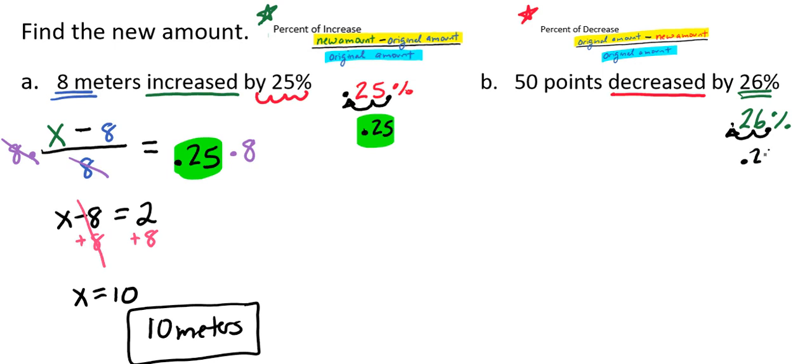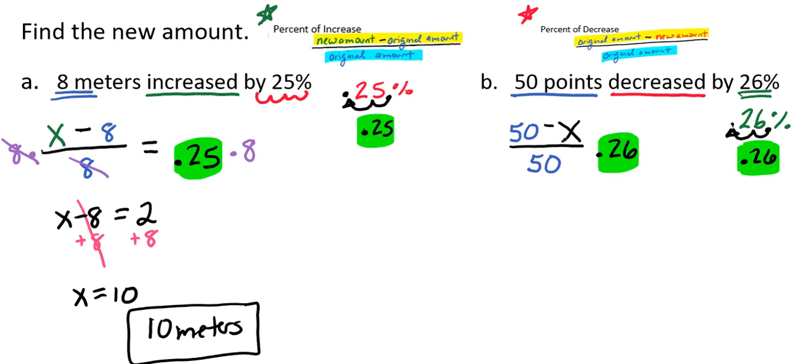So 0.26 is going to be our percent of decrease. So we have our fraction, we have our percent of decrease, which is 0.26. And now again, the equation said to take our original amount. So it says 50 points is decreased by 26%. So 50 is our original amount. So we'll have 50 in our original spots, but we don't know what our new amount is. That's what we're trying to find. And so that's going to be our x.